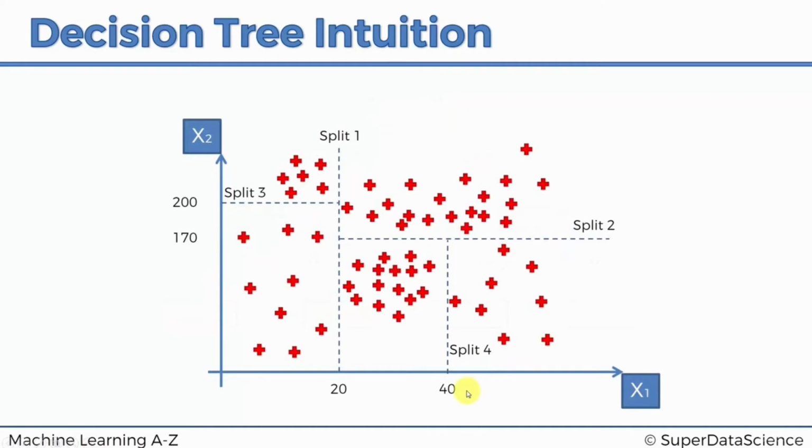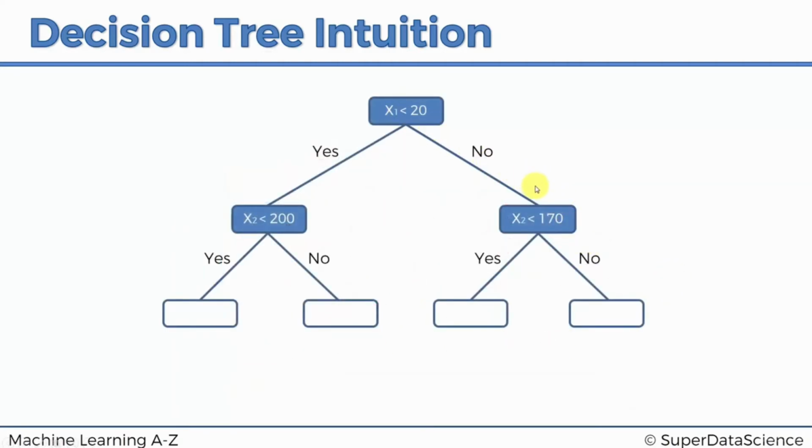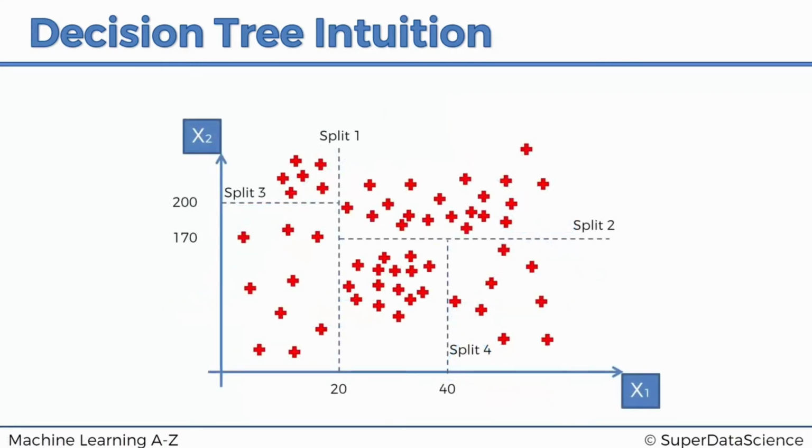And then split 4 happens at 40, and it checks if x1 is greater or less than 40. Split 4 only happens for the points that answered no to split 1, it's not less than 20, and to split 2 they answered yes, it's less than 170. So no, it's not less than 20, yes, it's less than 170, and then this is where split 4 happens. x1 is less than 40, yes, no. All right, so that's our decision tree. It's done, it's drawn. And so what happens next?